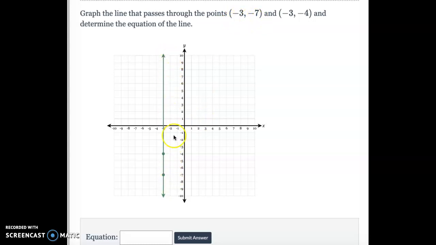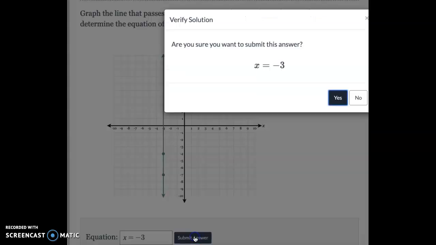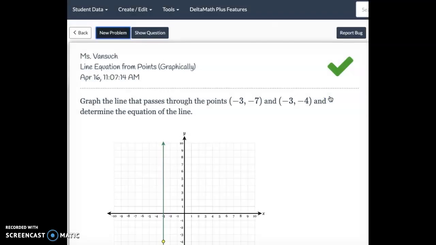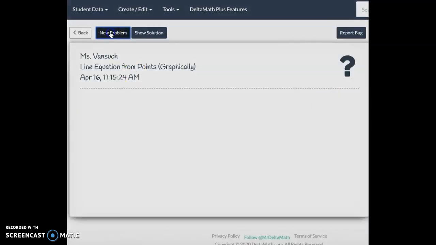So this is actually one of our special lines because if you'll notice, it doesn't have a y-intercept. It never crosses the y-axis. So we really only have an x equals -3 because no matter what the point of y is, your x will always be -3. And then we submit our answer and we're good to go.